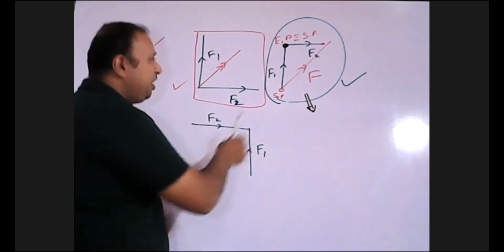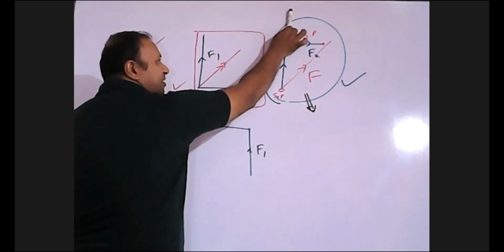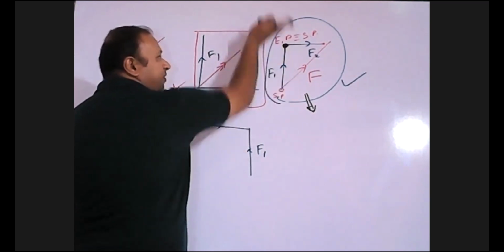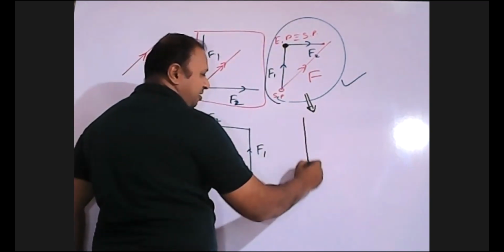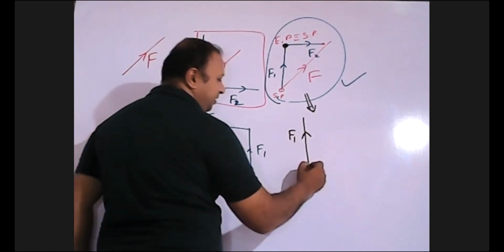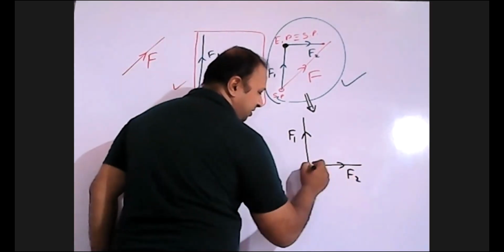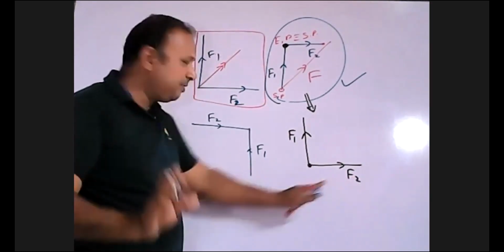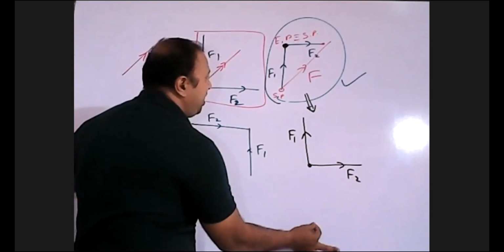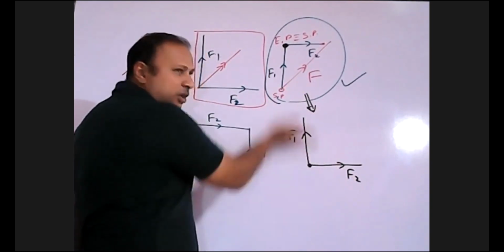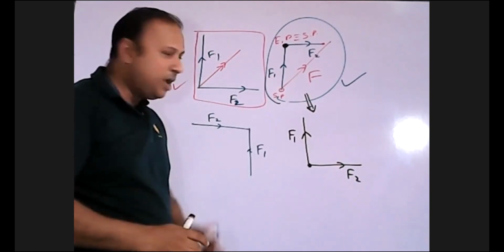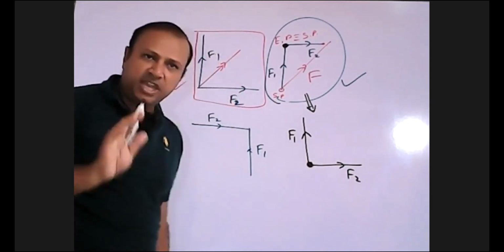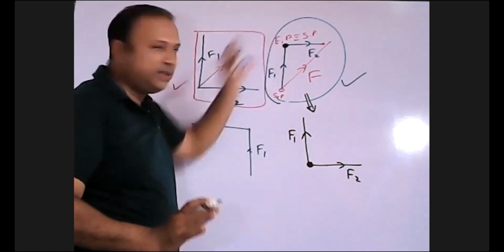Look at this. If you slide F1 in the upward direction, then you will have this kind of figure, no? F1 here, F2 here. I didn't do anything to F2. I keep F2 as it is, but I shift F1 in the upper direction. So I did not change the point of action. It is the same as the previous one.